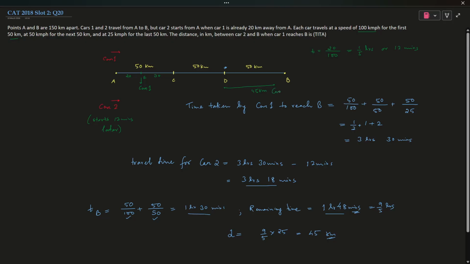So car 2 is at this point. I need to find the distance between car 2 and point B. This distance is 5 kilometers, right? Entire is 50. The car has traveled 45 kilometers, so it is 5 kilometers away from B. So the correct answer is, guys, the correct answer is 5. The distance in kilometers, right? So it is 5. Okay, a very good question. Let's move on to the next question.